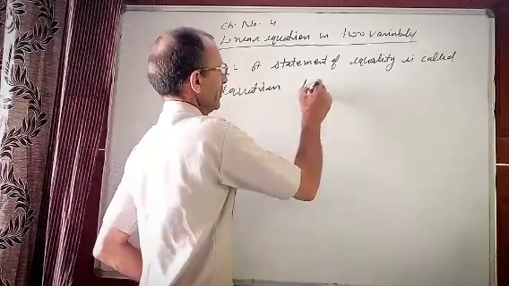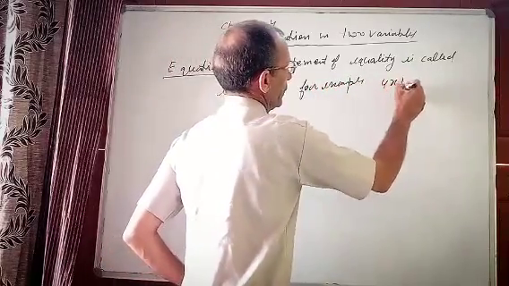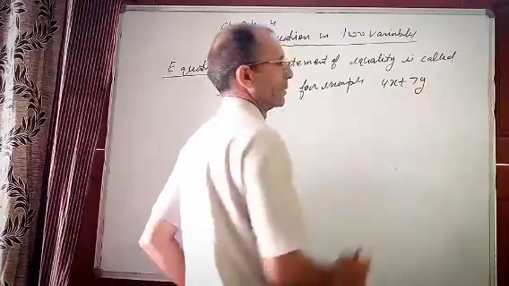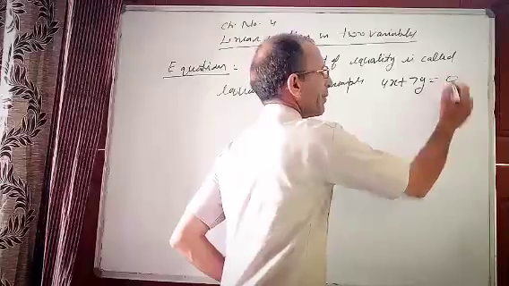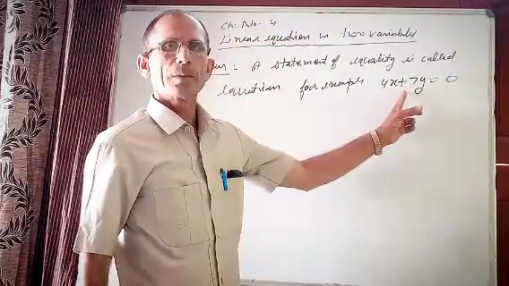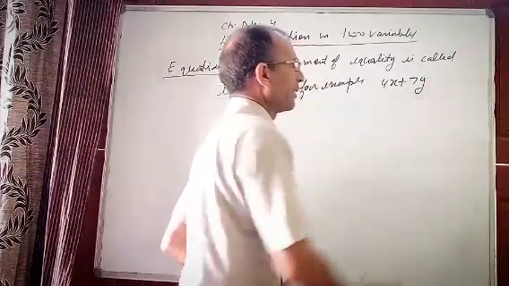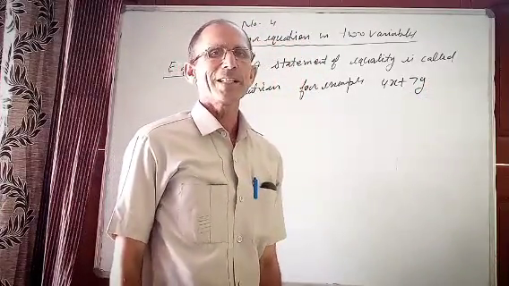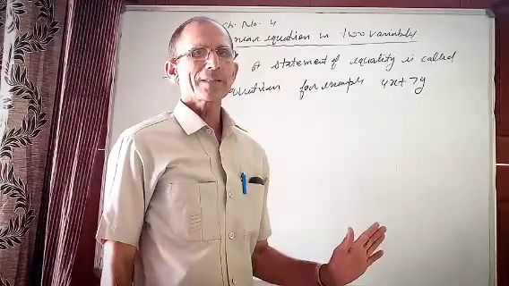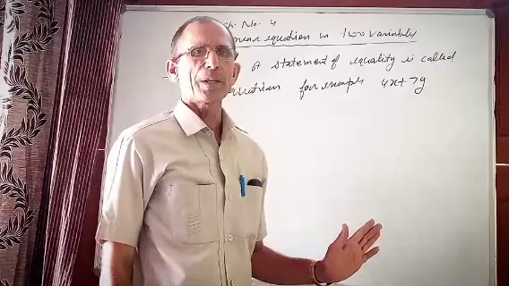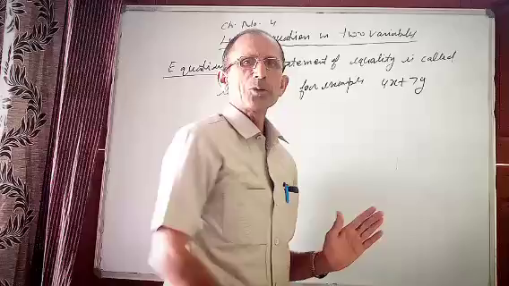For example, 4x plus 7y is equal to 0. We can say this is an equation. If I write only like this, we can't say this is an equation. Have you understood? So what is the definition of an equation? The statement of equality. So left side should be equal to right side.